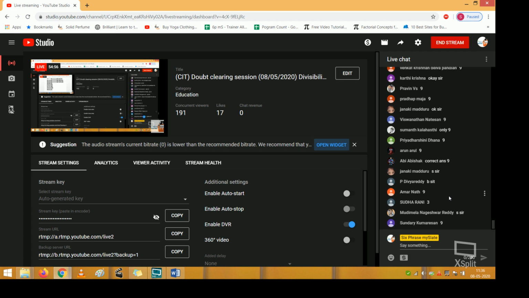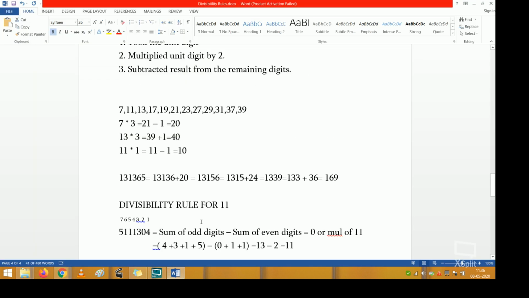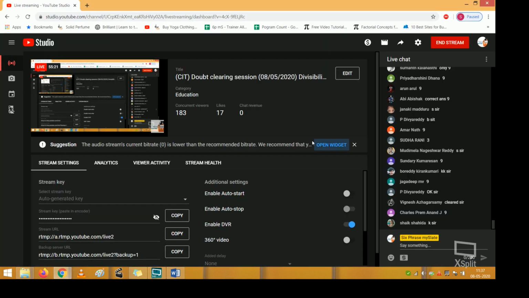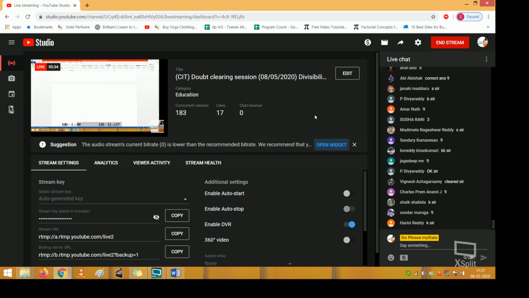Sudharani says 3. How come it is 3, Sudharani? But you don't have an option which is 3. The options are 6, 9, 6 and 9, 3, 6, 9. So you cannot say 3. Any number divisible by 9 is obviously divisible by 3, so that is why they cleverly did not give 3 as the option. Don't say 3. The options are 6, 6 and 9, 3, 6, 9, just 9.